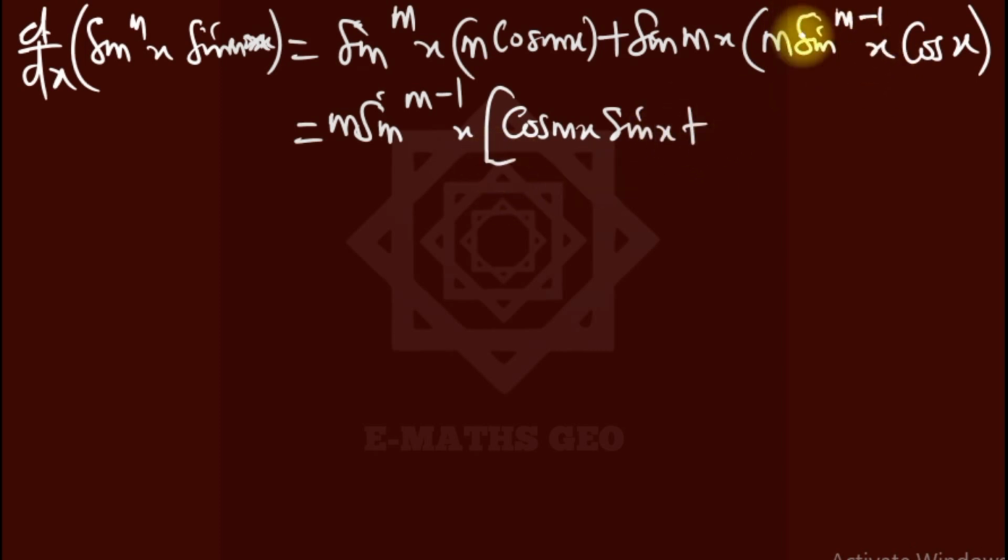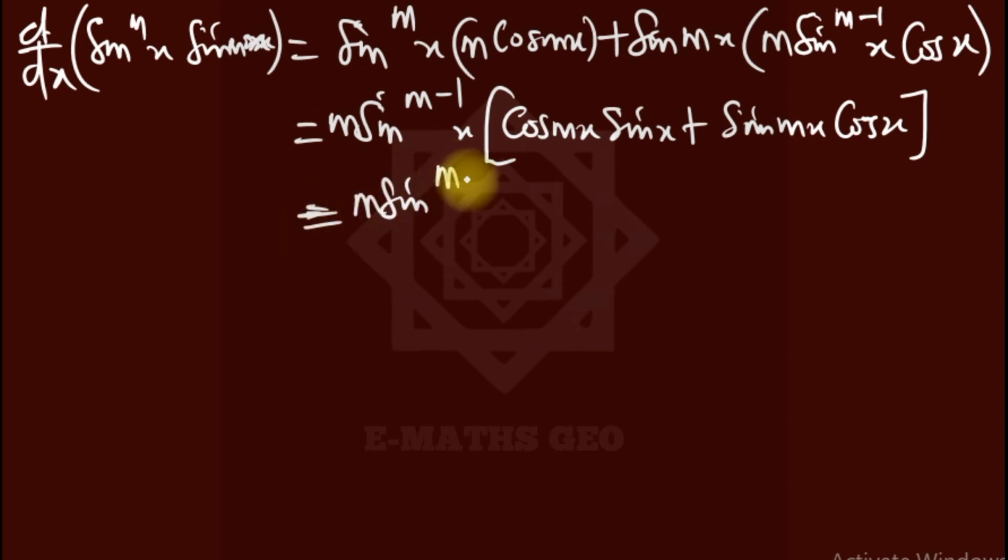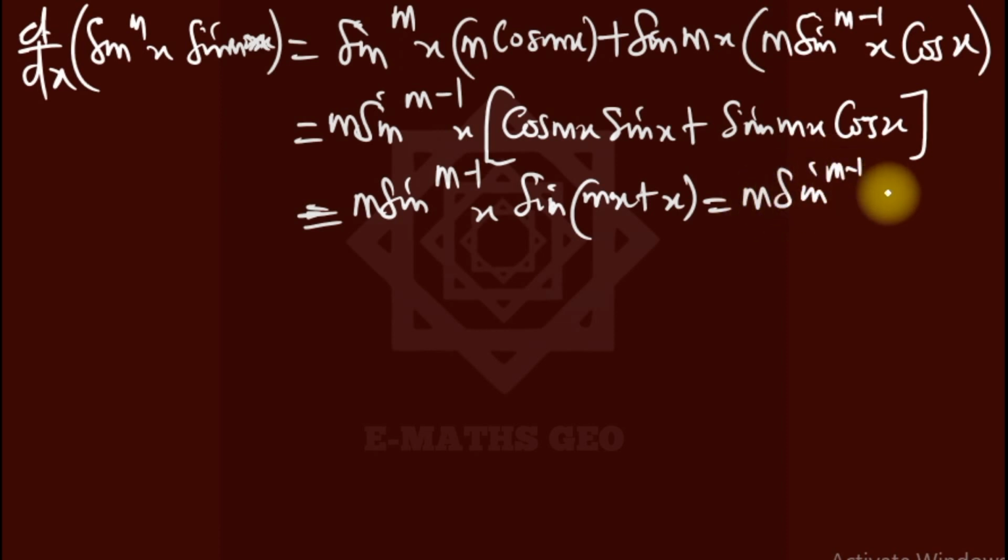Then here we have sine mx cos x. So we write m sine x raised to the power m minus 1 times the bracket. From the trig identity, sine mx cos x plus cos mx sine x is now sine of (mx plus x), from our trig addition formula for sine, which is now m sine x raised to the power m minus 1 times sine (m plus 1)x. So that's how I got the formula that we'll use.